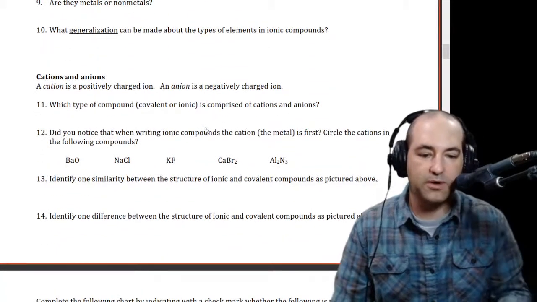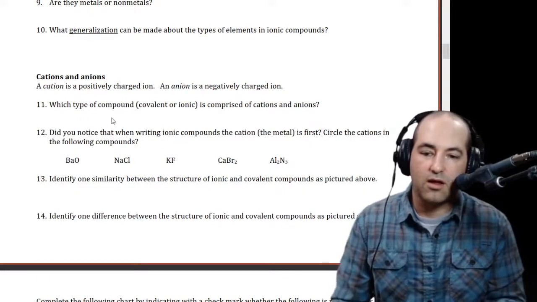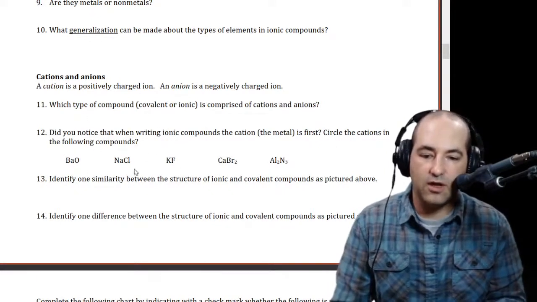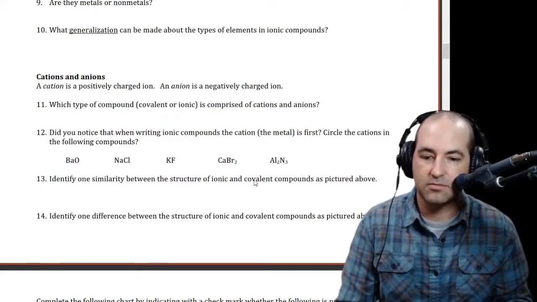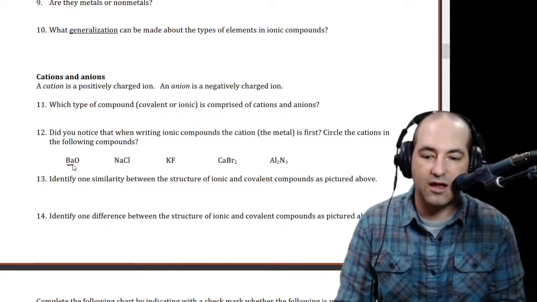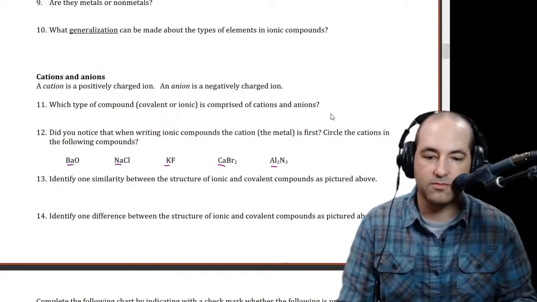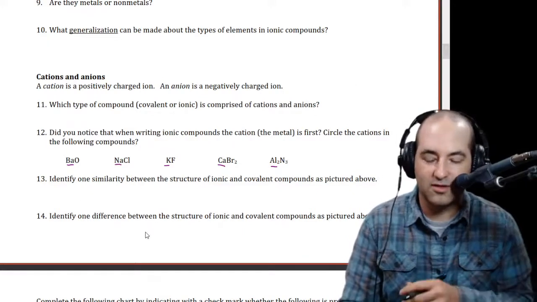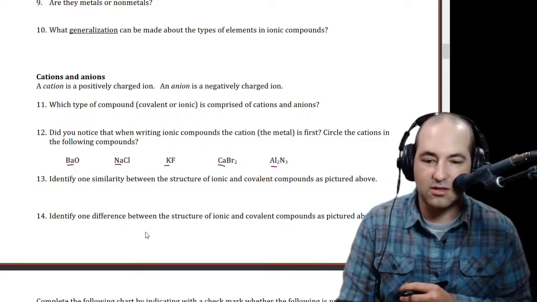All right, so we talked about cations and anions a little bit last time. And if we look at these 5 written ionic compounds, you'll notice that the cation, the positively charged ion, is always written first. Oops, it said circle, but I underlined them. You can circle them in your copy. So that cation is always listed first.